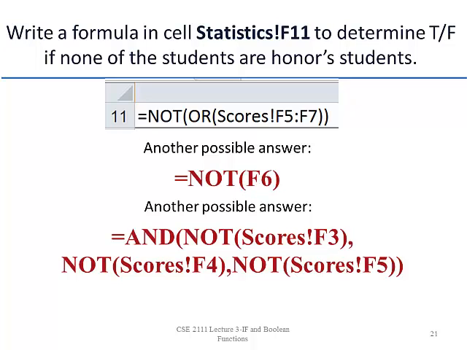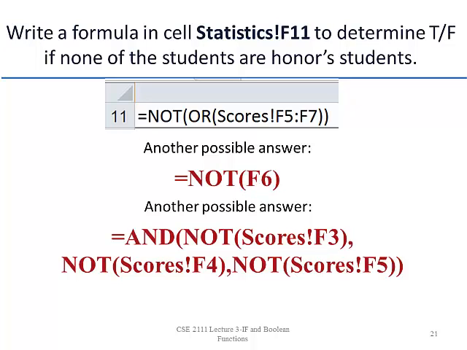You could also use equals NOT F6 because we have already determined the OR function. We've used that in cell F6, so we can just build on other cells. That's the best way to do things if you can. Another possible answer, you could say equals AND NOT Scores F3, comma, NOT Scores F4, comma, NOT Scores F5. You could also say equals AND Scores F3 equals false, comma, Scores F4 equals false, comma, Scores F5 equals false. Not as efficient as what you see in cell F11 at the top.